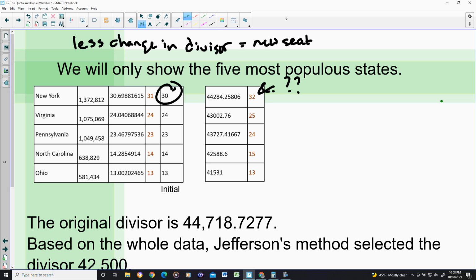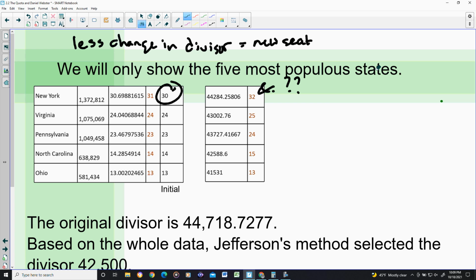Like, for example, New York, to go from 30.6 to 31 requires like a 1.5% change in the divisor to get it to go from 30 to 31. Whereas a state like Ohio, to go from 13.0 to 14 requires 5%. So it makes sense that New York is going to pick up extra seats first.